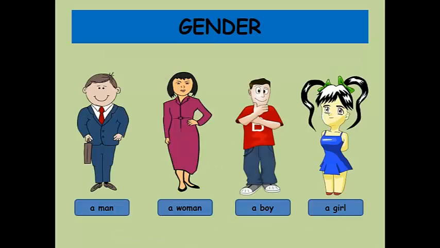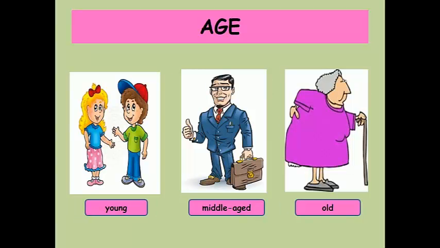Pay attention. A person can be a man, or a woman, or a boy, or a girl. This is the gender of the people. A person can also be young, or middle-aged, or old, and this refers to the age of the people.